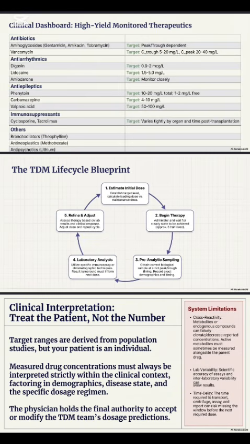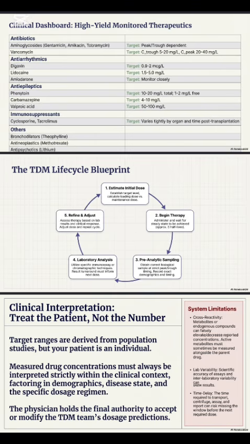Well, you have antibiotics, antiarrhythmics, anti-epileptics, immunosuppressants, and others like bronchodilators, anti-neoplastics, and antipsychotics. These really, really need TDM. And basically, that is all you need to know about TDM. You can pause the video to see the TDM life cycle blueprints.